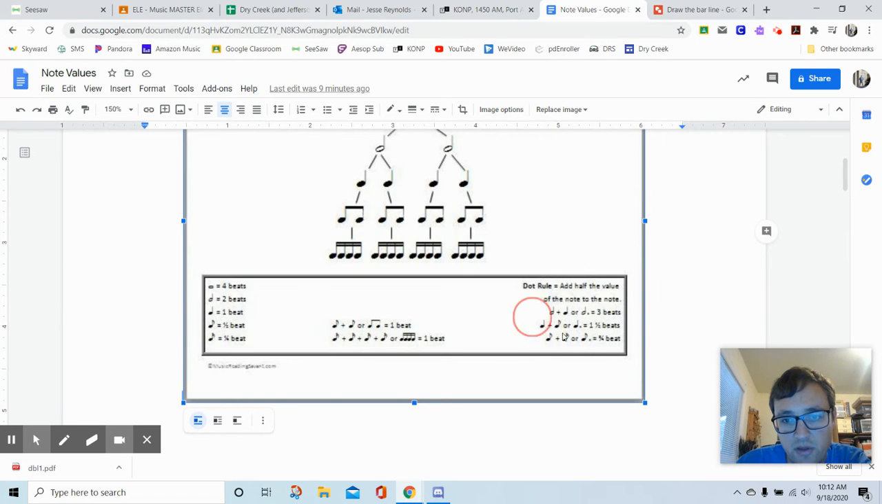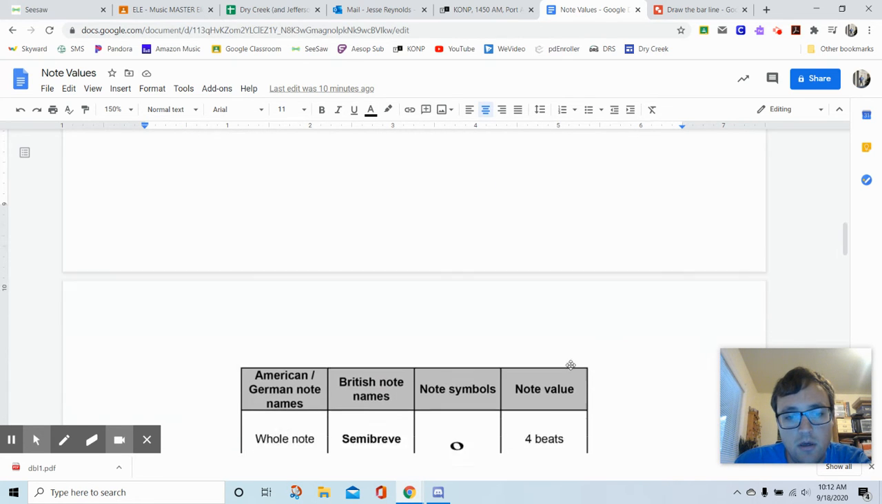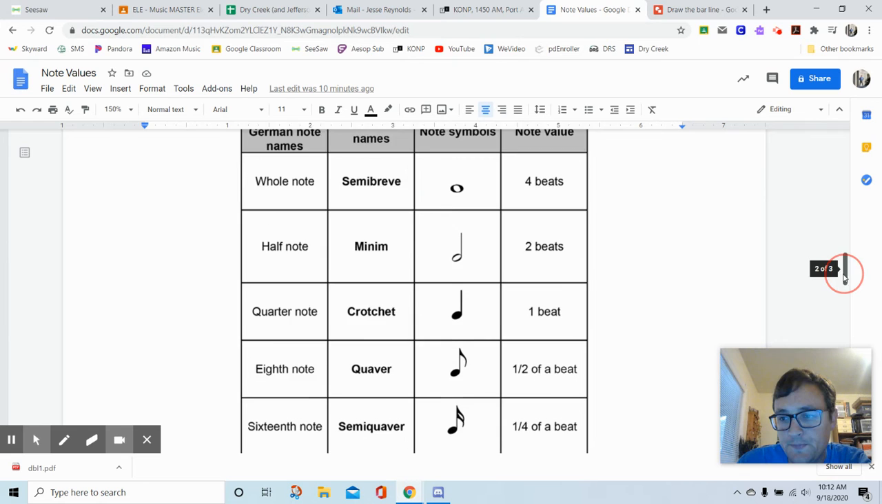Cool. And there are some other dotted rules we're not really going to worry about here. There's one thing to know: there's a couple ways to write eighth notes and 16th notes. We're also not going to worry about that. It's an important thing to know eventually, but not for right now. Okay, so here's just another way to look at it.